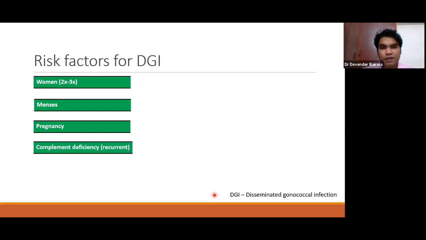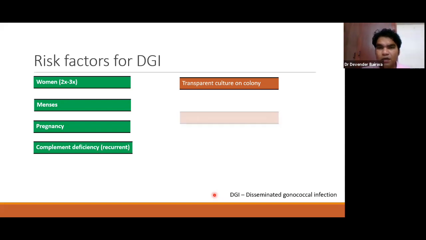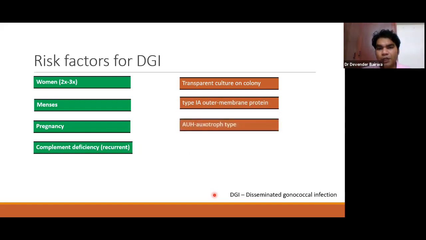Also, if late complement deficiency is there, then there can be recurrent disseminated gonococcal infection. We know the complement system is required to clear out these encapsulated bacteria, and when complement deficiency is there, these bacteria cannot be cleared off. That's why they will have frequent relapses. There are also some factors dependent on the pathogen itself. Those gonococci which form transparent colonies on the media, or which have a type 1A outer membrane protein, or which are of the AUH auxotroph type.